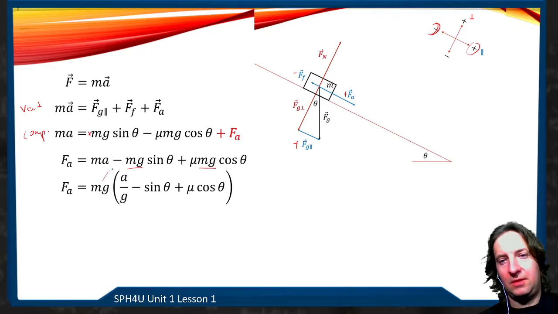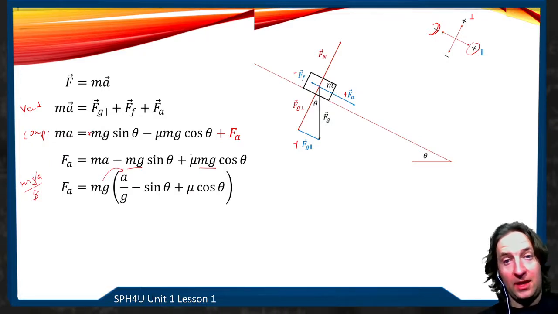mg, if I multiply this into a over g, I'll get mg a over g, and then the g's will cancel. Or maybe I'll write that down. mg a all over g, so the g's will cancel, and I'm left with ma. So when I factored out mg, I'm going to be left with a over g. And then subtract sine theta plus mu cos theta.